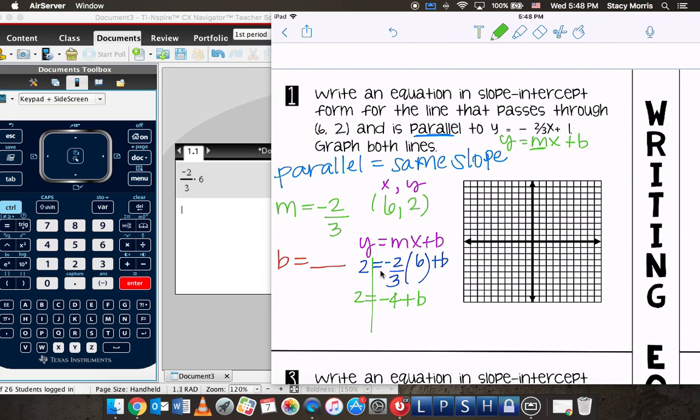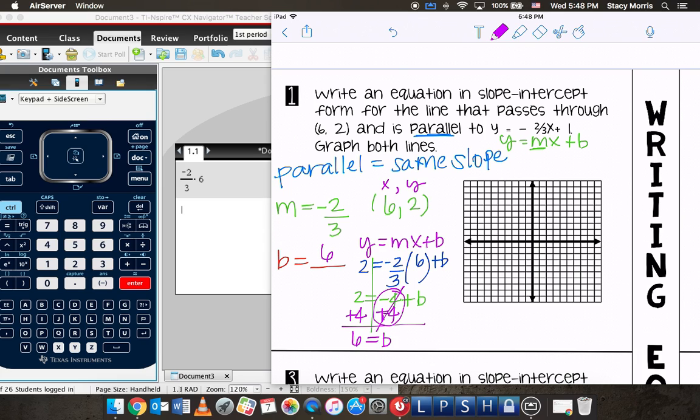Then our last step is to get this negative 4 to the other side of the equal sign. So we do the opposite of negative 4, which would be to add 4. So I'm going to add 4. What we do to one side, we do to both sides. These are a 0 pair. A negative 4 and a positive 4 are going to cancel out every time. That's what we wanted to happen because we're trying to get b by itself. 2 plus 4 is going to be 6 equals b, or b equals 6.